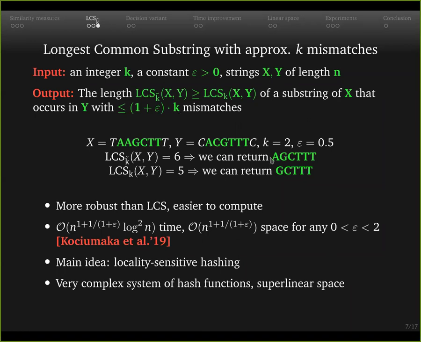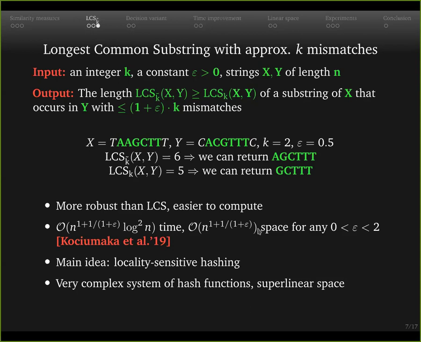So if you give yourself an example, k equals 2 and epsilon equals 0.5, then in LCSk you're allowed 2 mismatches, and in LCS approx k between 2 and 3. This way you can have an LCS approx of 6 with a witness that is the following, as opposed to just the LCSk. It's more robust than LCS and it's easier to compute.